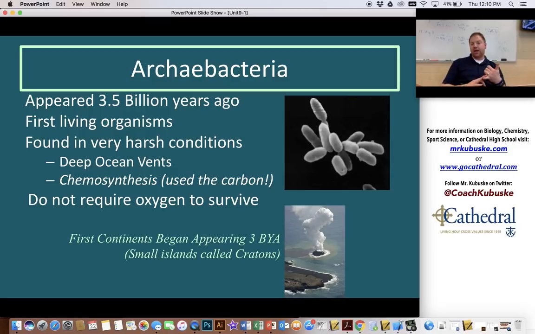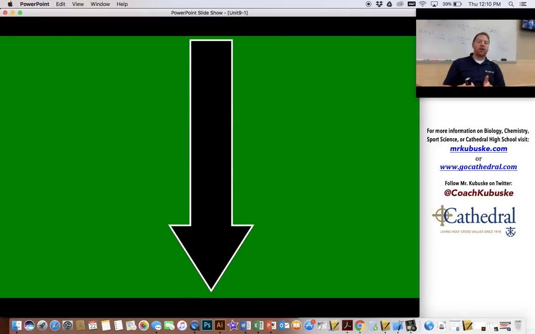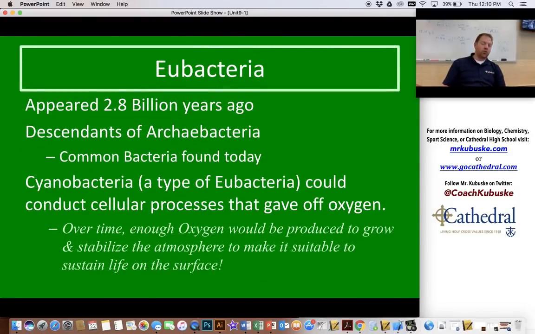So they basically have the run of the place for a while there until a cousin of theirs comes along called Eubacteria. Now, Eubacteria, the eu means modern, so these are modern bacteria. These are the bacteria that you and I interact with on a daily basis. They appeared about 2.8 billion years ago. They're descendants of that Archaebacteria.